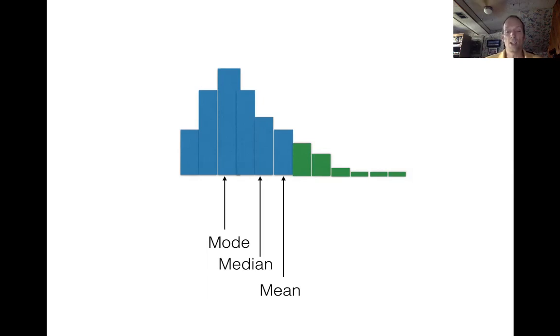So here's your big takeaway. If you find out that the mean is greater than the median and the median is greater than the mode, that's letting you know that you have right skew in your data set. If you had left skew in your data set, it would be in the opposite order.